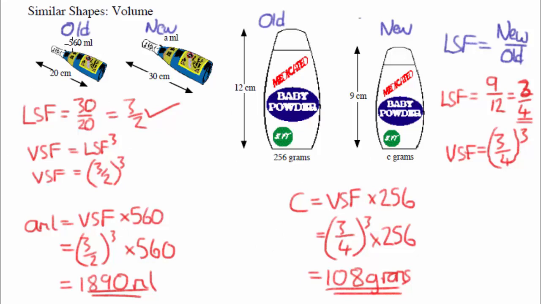Just double check. I mean, the smaller one is 560, the bigger is 1890, so it's a larger number. Obviously, just want to double check all your workings. And it's reduced in size, so it should have less grams in it. Okay, so hopefully that's helpful.